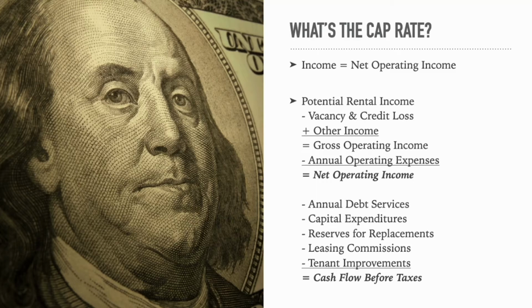Now, below the line, we make deductions to get to cash flow for annual debt service, okay, capital expenditures, reserve for replacements, leasing commissions, and tenant improvements. Okay, so those will all come off below the NOI line in order to get that cash flow. But for the purposes of this income approach that I'm going to show you, we use the net operating income really as the most important input into that formula.